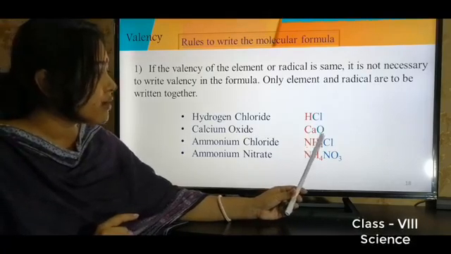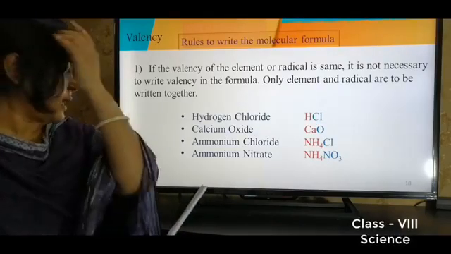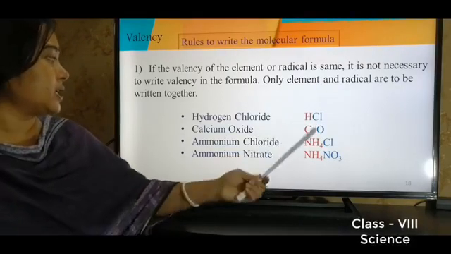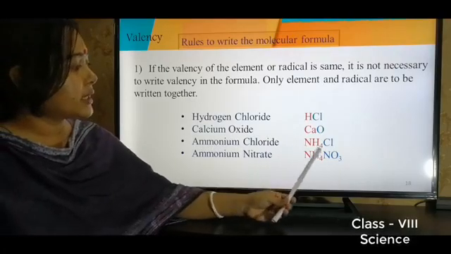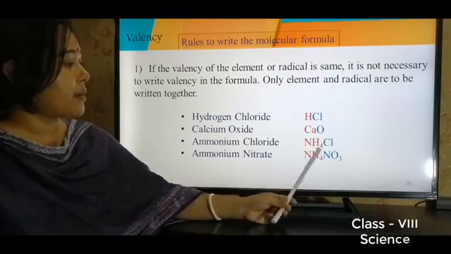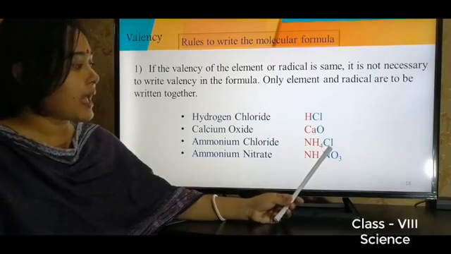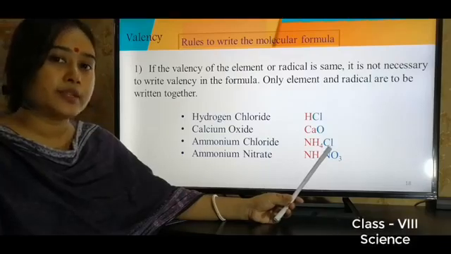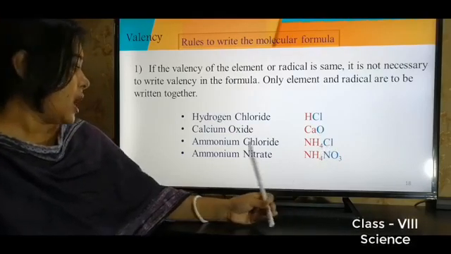That's why we didn't write the valency number here in the formula. Like hydrogen chloride and calcium oxide, ammonium chloride. So this is a radical. The valency of ammonium is 1, we have seen in the chart, and the valency of chlorine is 1. We didn't write the valency in this formula as well.